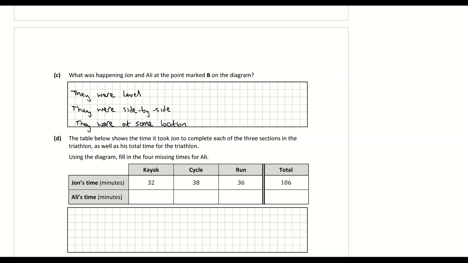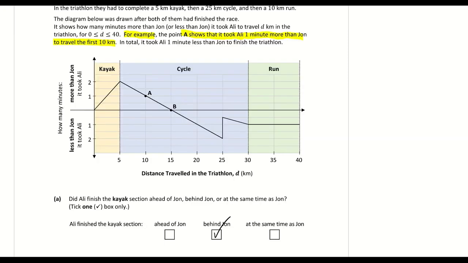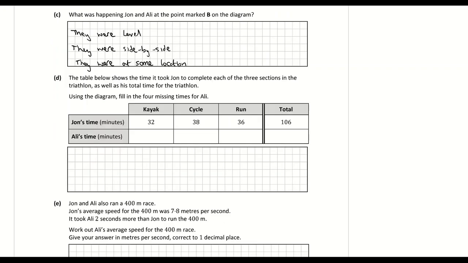Part D. The table below shows the time it took John to complete each of the three sections in the triathlon, as well as the total time for the triathlon. Use the diagram, fill in the four missing times for Ali. So it's telling us here that John completes the kayak in 32 minutes. You can see here on the kayak that it took Ali 2 minutes more than John to complete the kayak. So if it took John 32 minutes, then it takes Ali 34 minutes to complete the kayak. So I'm going to insert 34 in here. So I got that by going 32 minutes plus 2 minutes. Looking now at the cycle, John completed the cycle in 38 minutes.